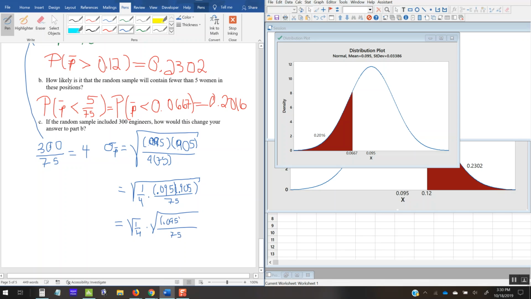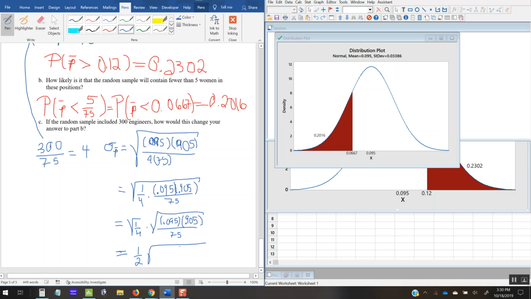So, non-trick question. What's the square root of 1/4? It's a half. If you don't believe that, what you can do is square root the numerator. Square root of 1 is 1. Square root the denominator. Square root of 4 is 2.